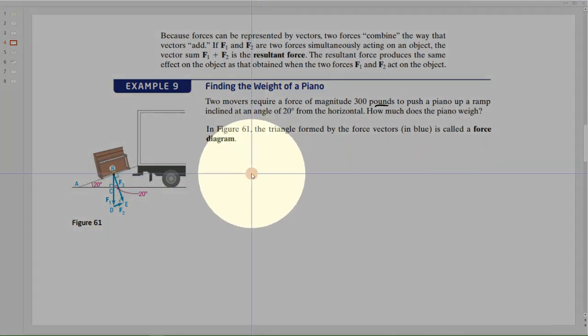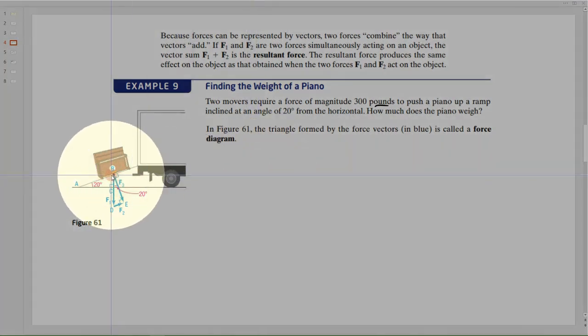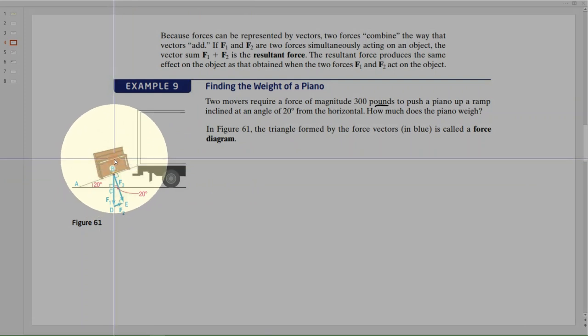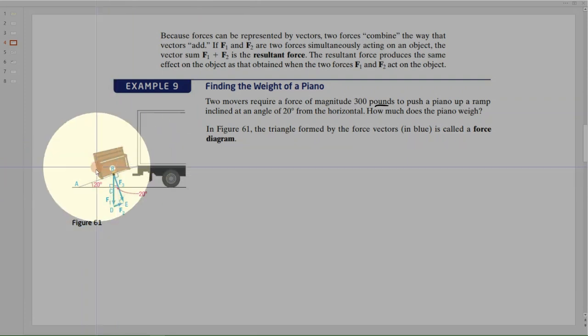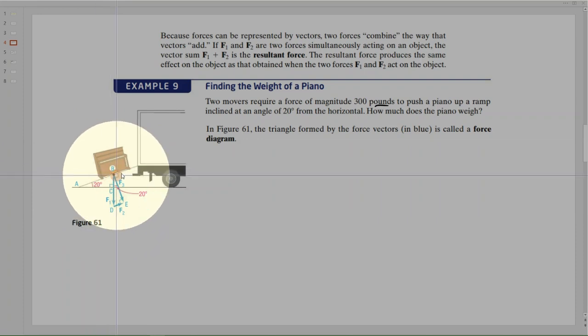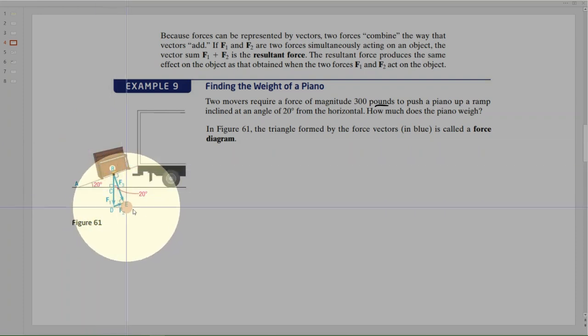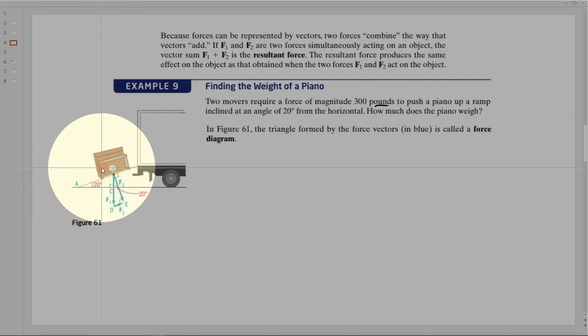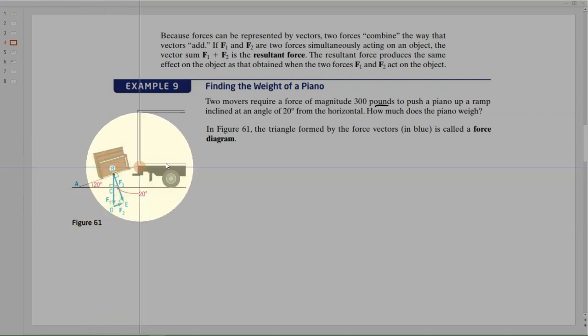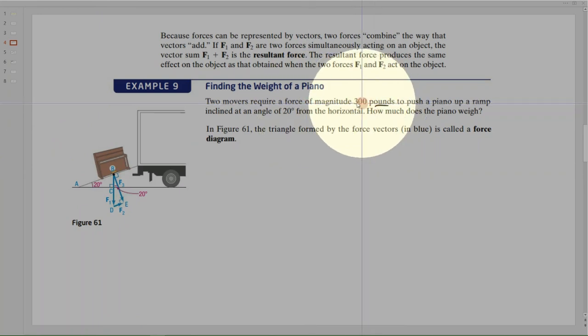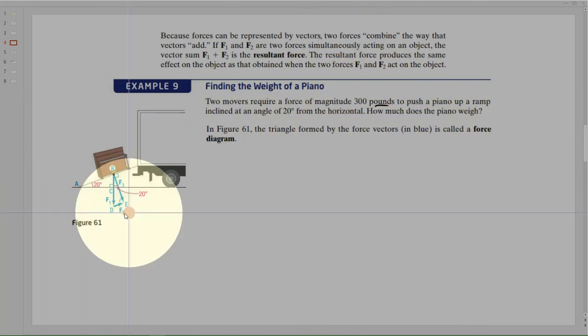Okay, class, let's look at an application here of force vectors. So this piano causes a force due to its gravity or weight straight down towards the center of the earth. There's another force that's being created against the ramp by the piano. And then there's a force required to hold this in place. And if the movers have to keep that steady, they need to supply 300 pounds of force.